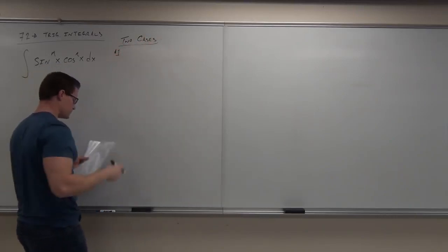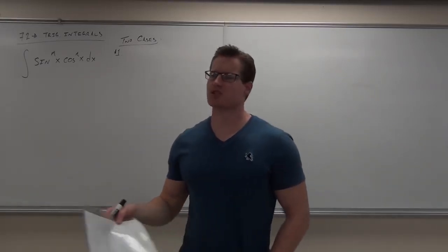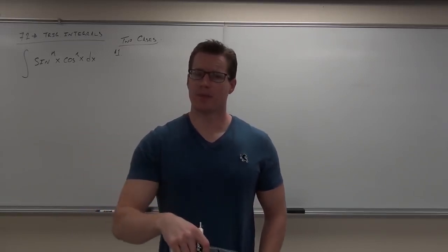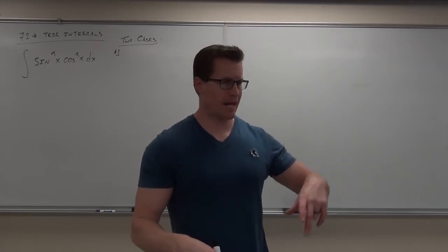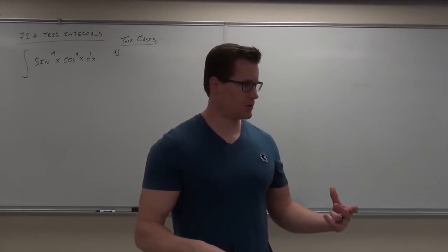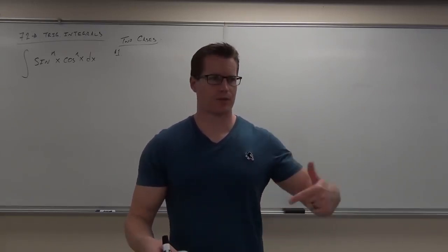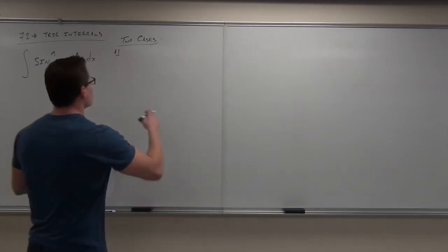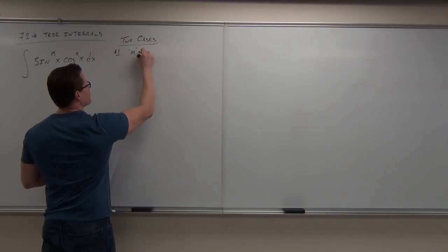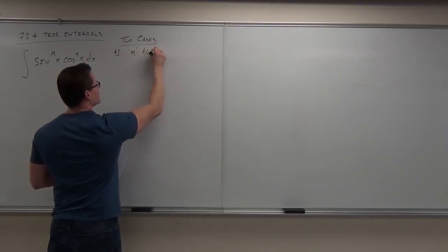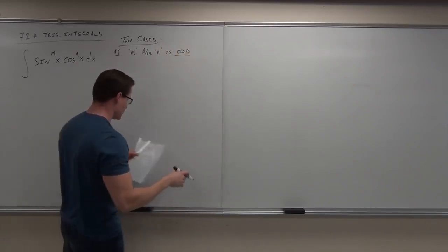Case number one. Case number one is the case where we have an odd power on at least one of these functions. So either m is odd, or n is odd, or both are odd. I know it sounds silly, but you know what odd means, yes? Odd is like 1, 3, 5, 7, 9, those powers. So case number one is where m and/or n is odd. So they could both be odd.